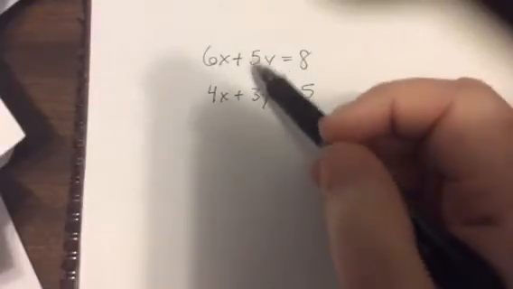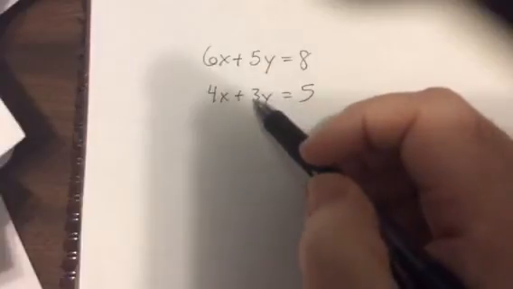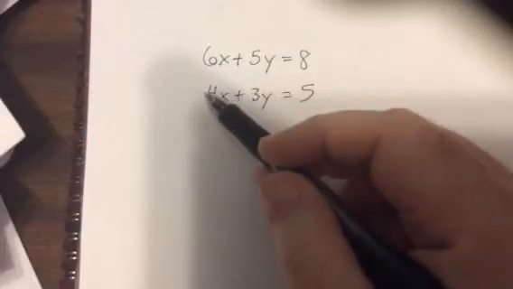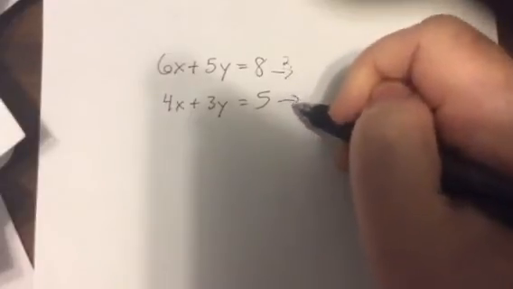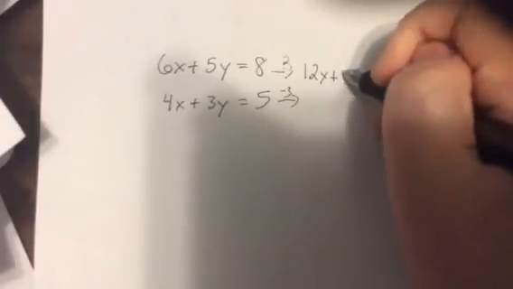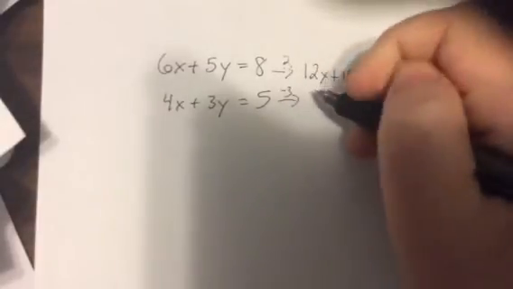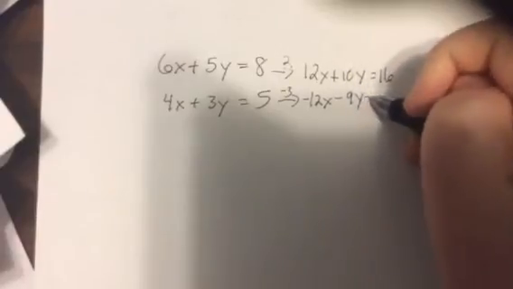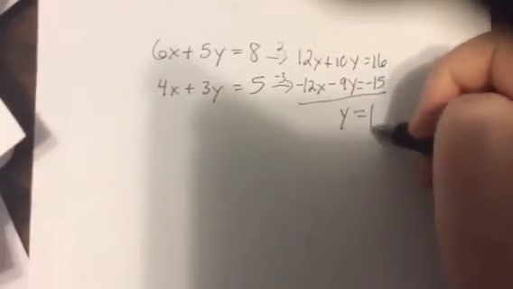So if I want to get opposite for y's, we just sort of did that on the previous problem. This would be -3, this would be 5. Or I could do this by 2. That would be 12. This by negative 3. And that's what I'm going to do. So I'm going to get rid of the x's. So this would be 12x plus 10y equals 16. This would be negative 12x minus 9y equals negative 15. So y equals 1.